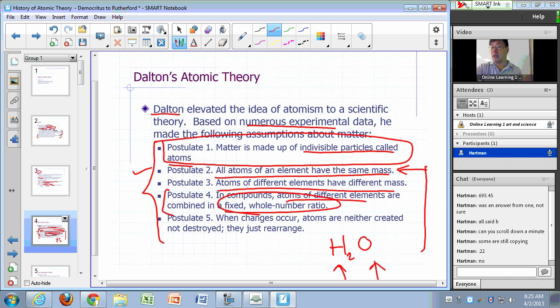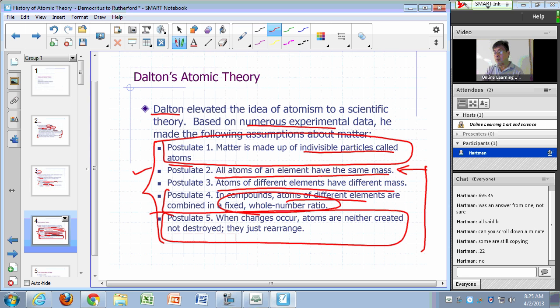And then postulate 5 of Dalton assumes that when we observe changes around us, physical change or chemical change, the atoms are neither created nor destroyed. They simply rearrange. Those are Dalton's original assumptions.